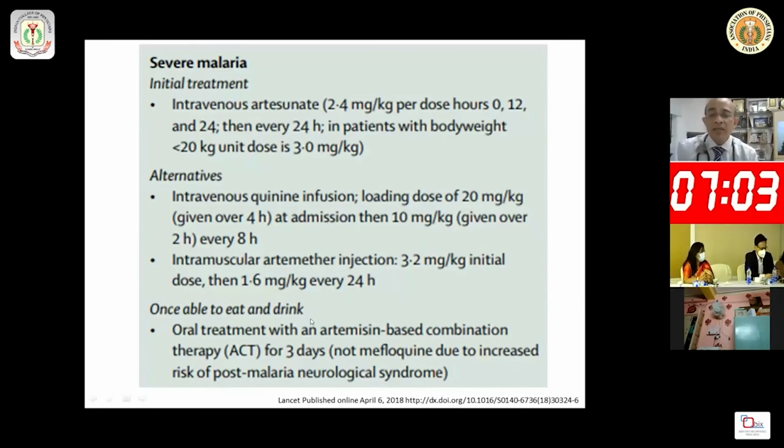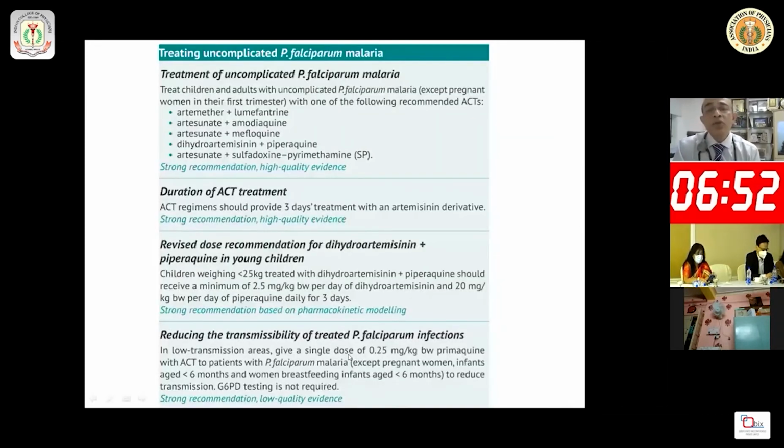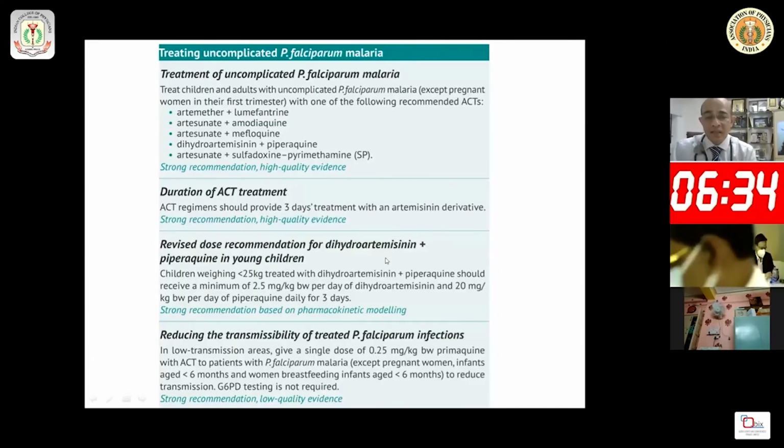Once they are able to eat or drink, we can move on again to artemisinin combination therapy, and do not use mefloquine because there is a high risk of post-malaria neurological syndrome. This is the WHO recommendation. Again, various combinations. We have this available in India: artemether, lumefantrine, dihydroartemisinin with piperaquine. So several combinations are tried, at least for 4 to 6 days. The duration should be a minimum of 3 days, and in young children, a higher dose of artemisinin is recommended.